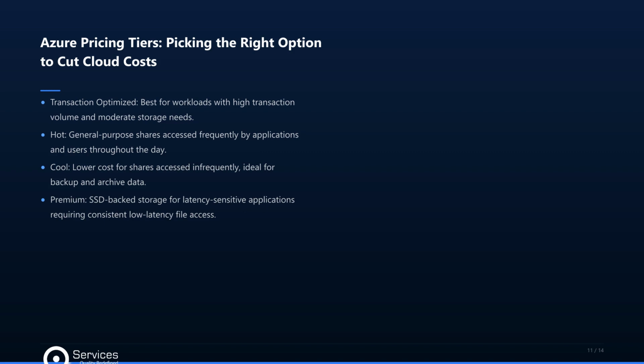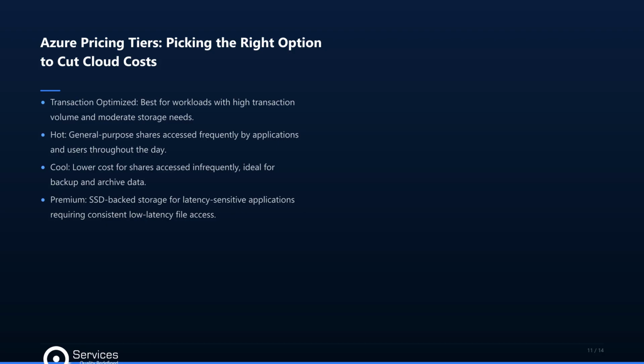Most SMBs default to Hot or Premium regardless of actual access frequency. Auditing file shares and moving infrequently accessed data to Cool reduces storage costs for those workloads by 30 to 50%. Azure Blob Storage offers Hot, Cool, Cold, and Archive tiers. Moving backup and compliance data from Hot to Archive cuts storage costs for that dataset by up to 90%.